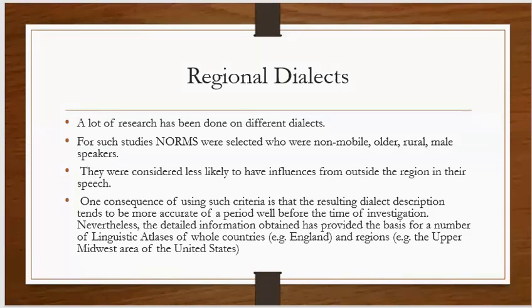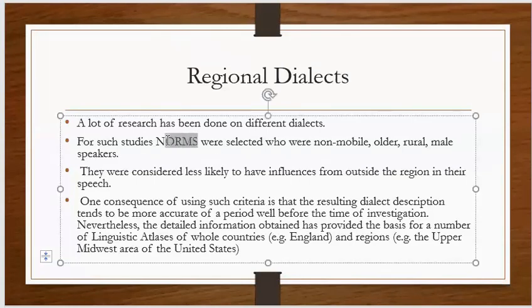If you want to find out the dialect of a language, what is to be done? First of all, you will have to find some people on whom this research would be conducted. And who would those people be? They are called NORMs, right? And NORMs must have some qualities: they are non-mobile. Non-mobile means they never leave their villages, rather they stay there. They are older people, they are rural, they are male speakers. Similarly, you can add that they are either illiterate or less educated. These things make them the subjects of the study.